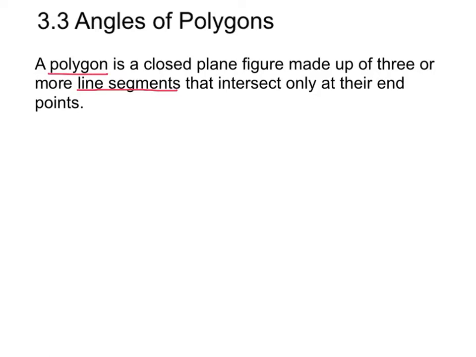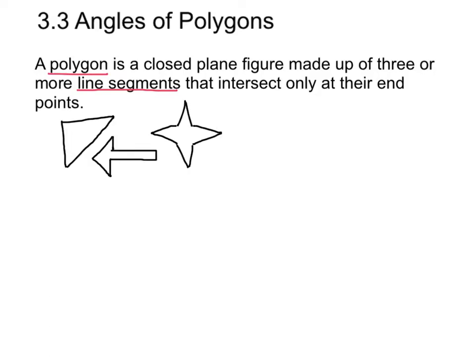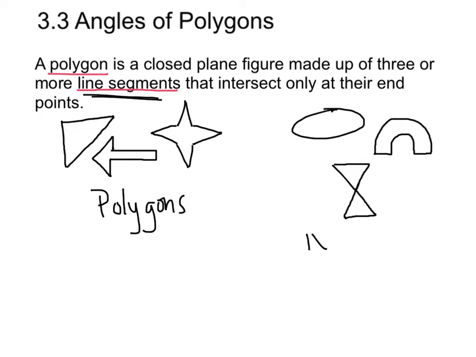So let me show you some examples of polygons and examples of polygons that are not polygons. Now you do not need to draw these, but these right here are an example of polygons. They're closed and all of the sides are straight. That means they're line segments. That's why we underline this. These are examples of not polygons.